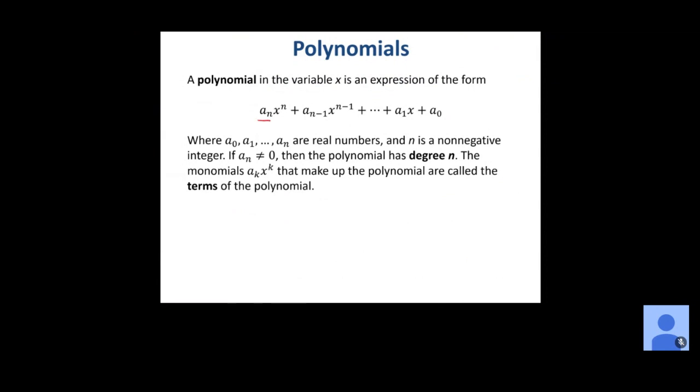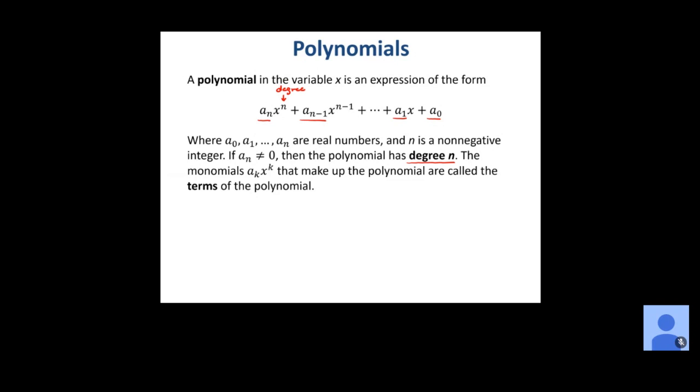In general, these a sub n's are all just going to represent numbers, okay? And so those are going to be real numbers. And in this case, the n value in the exponent is going to be some non-negative integer, okay? So we can only have integers there, no fractions, and they all have to be positive or 0. Now, when we talk about the degree of a polynomial, it's always going to be whatever that highest exponent is, okay? So whatever we have as our highest exponent, that's what we call the degree of the polynomial.